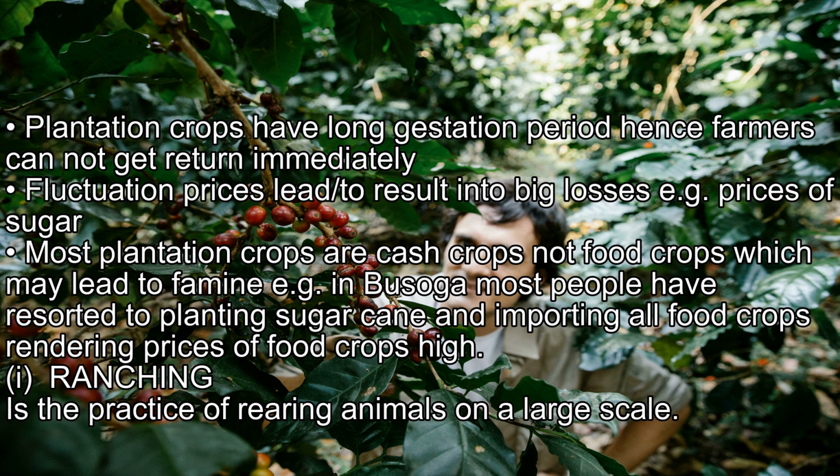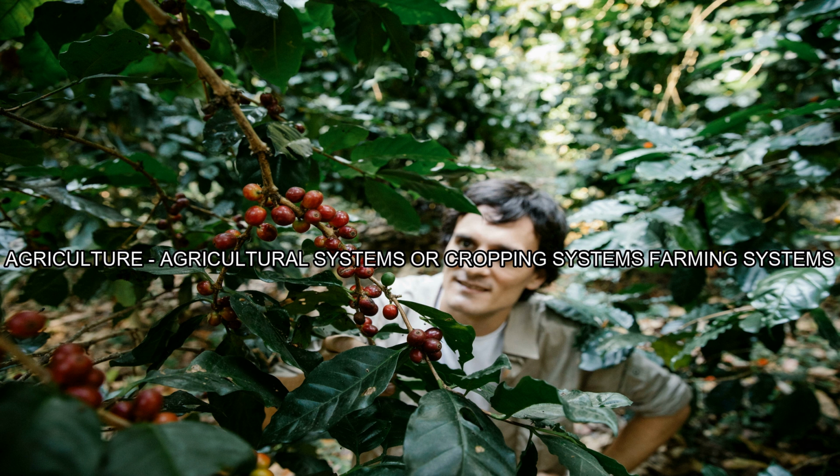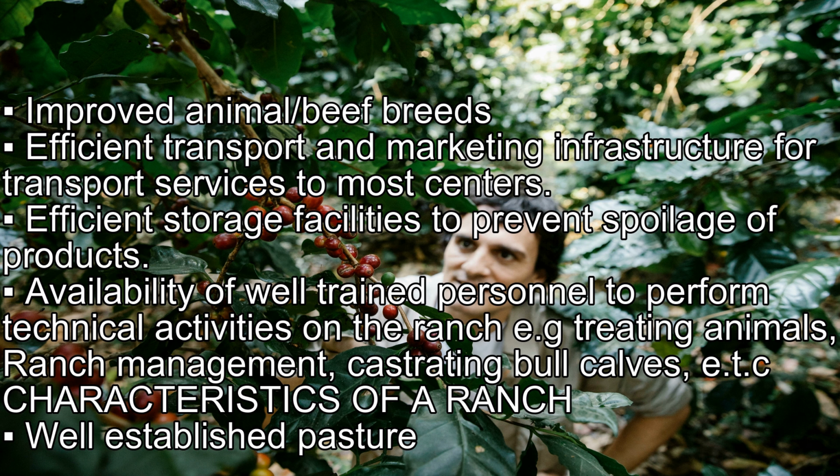Ranching is the practice of rearing animals on a large scale. Improved animal/beef breeds. Efficient transport and marketing infrastructure for transport services to most centers. Efficient storage facilities to prevent spoilage of products. Availability of well-trained personnel to perform technical activities on the ranch, e.g. treating animals, ranch management, castrating bull calves, etc.